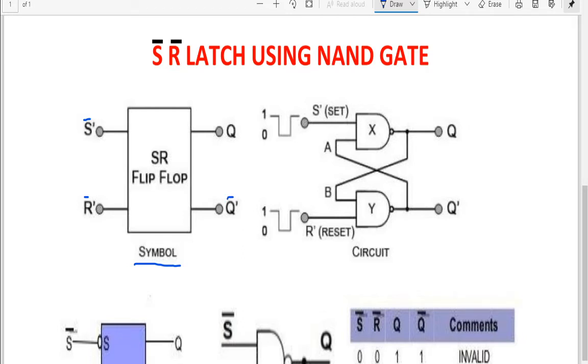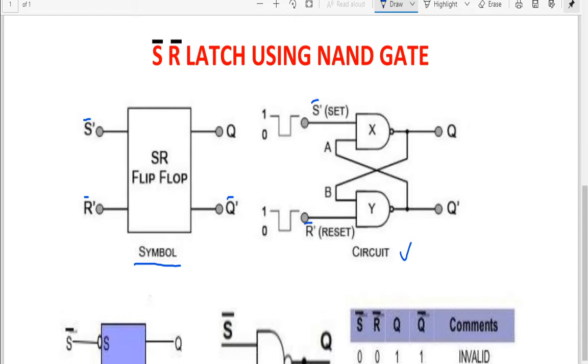The circuit diagram for the S bar R bar latch using NAND gate is shown here, where you are replacing the NOR gate with a NAND gate. The upper NAND gate, which we have labeled as X, has the input S bar. The lower NAND gate, which we have labeled as Y, has the input R bar, and the output of the upper NAND gate is fed back as an input to the lower NAND gate.